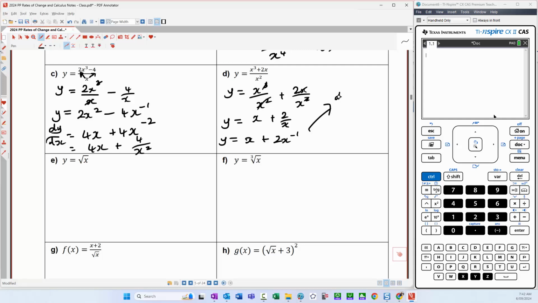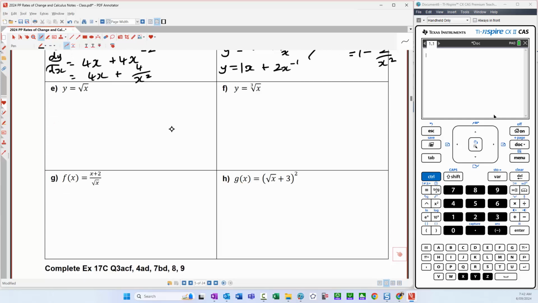Okay, derivative time. Derivative of x is 1, so it's going to be 1 times 1 is 1, x to the 0, so that's going to be 1. And then we've got negative 1 times positive 2 is negative 2, x to the negative 2. And finally, we'll just clean that up. There it is there.